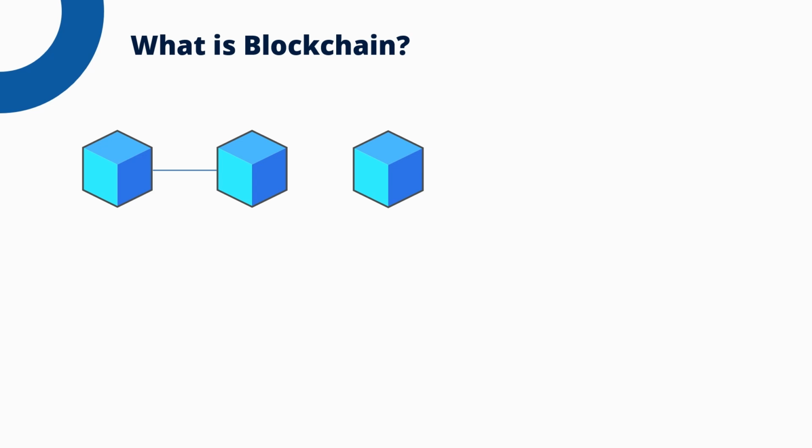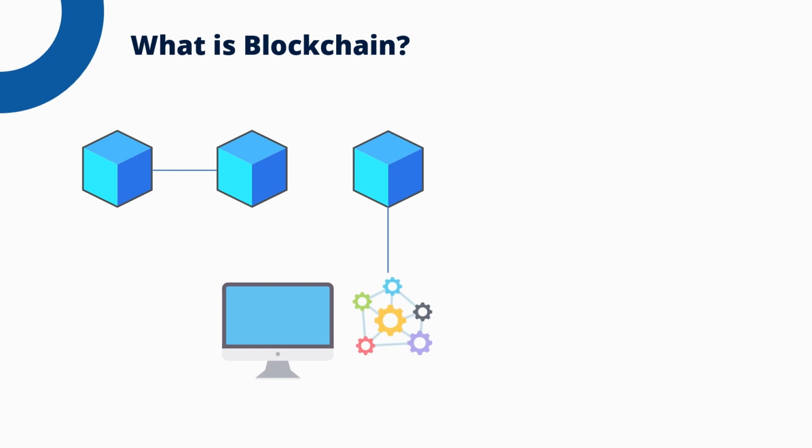The miners compete to solve a complex mathematical problem associated with the new block. This process requires significant computational power. The first miner to solve the problem gets to add the new block to the blockchain and is rewarded with newly mined cryptocurrency like Bitcoin. The new block, which includes James' transaction, is added to the existing blockchain.